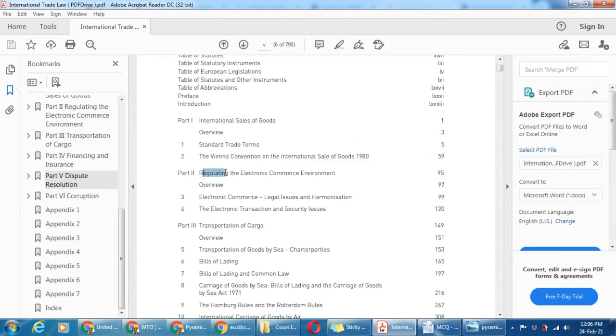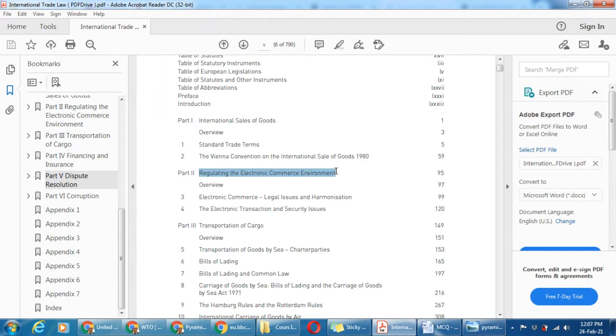We also talk about regulating the electronic commerce environment. As you know, if we take as an example Amazon and Alibaba, and eBay, there are many websites which trade between states. That means there is a client who exists, for example, in France, and the product comes from China or from the UK or from the USA. So there is a contractual relation that will be created between the client and the company that uses this website.